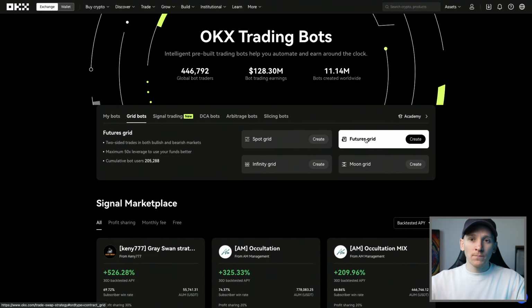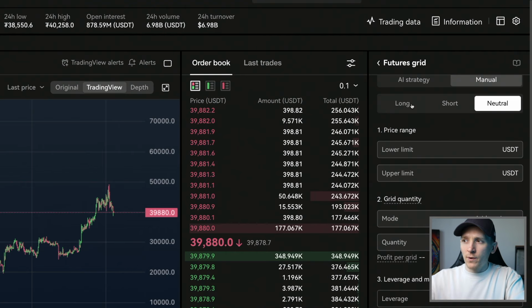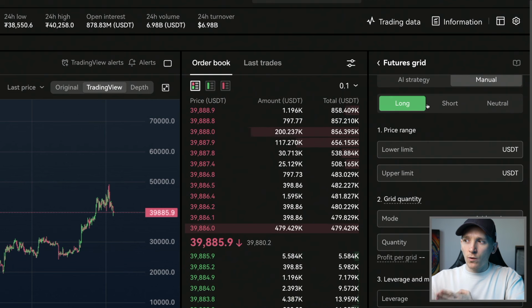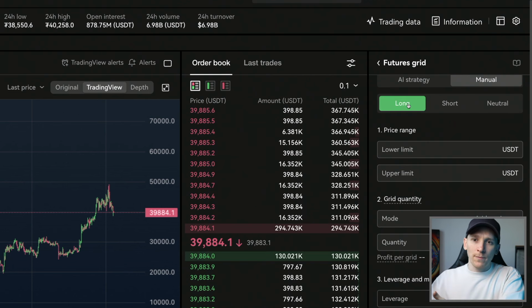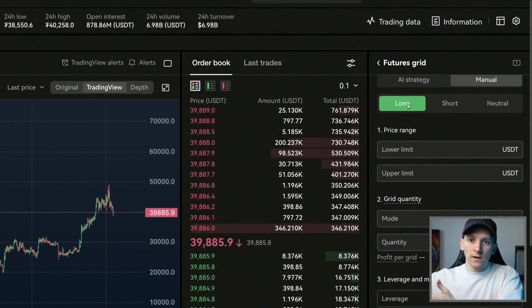The futures grid is the exact same type of thing as the spot grid, only we're trading in the futures market, and that gives us some different trading options. So we'll press futures grid, and from here we have a different type of bot where we can go long, short, or neutral. So with spot grid, we only go long, right? We buy first, and then we're looking to sell, trade, and buy.